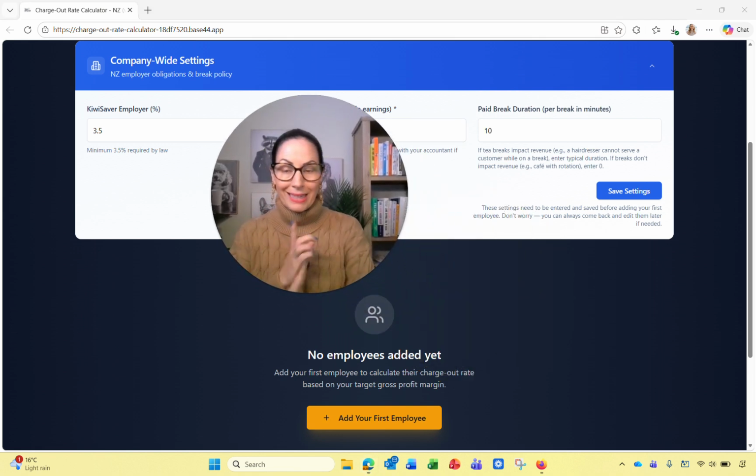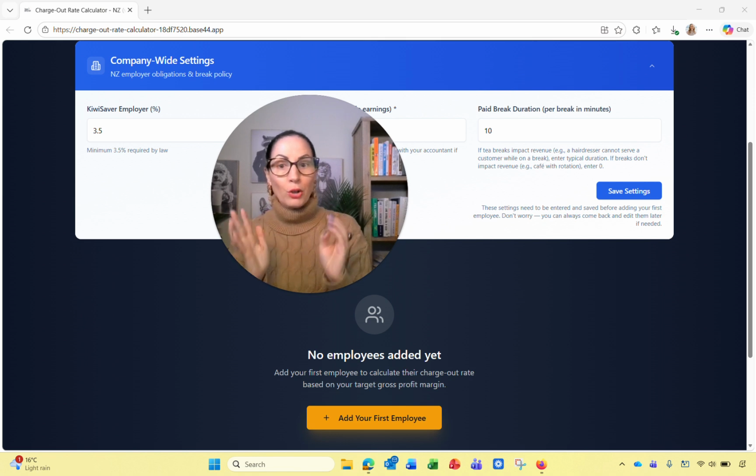Now, paid breaks in New Zealand currently are 10 minutes, right? But I want you to put in, what do they actually take? So look at their contract, and their contract might say 10 minutes, but in reality, they take 20. So put 20 in. You want this to be high level, worst case. If their breaks do not impact your revenue, put 0.